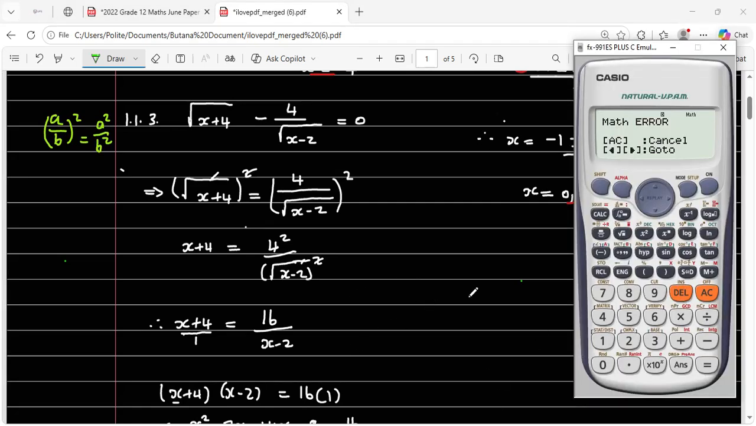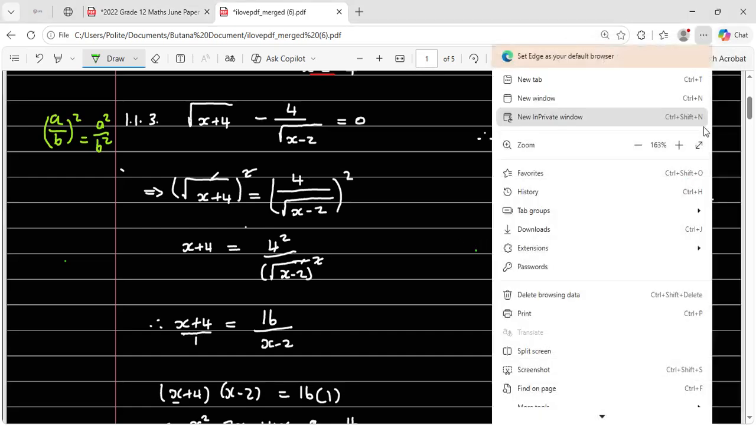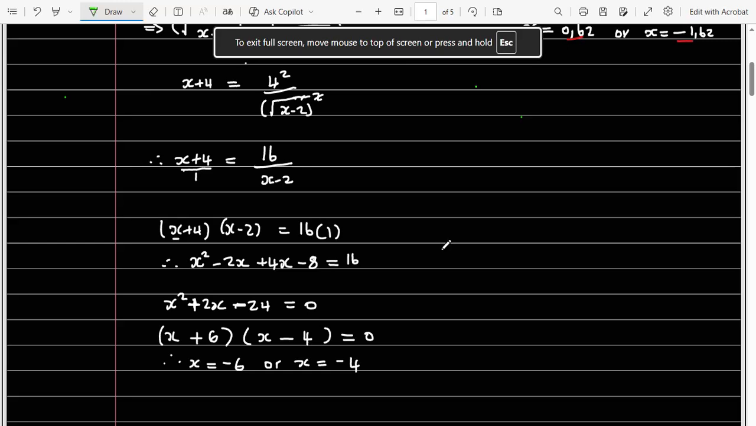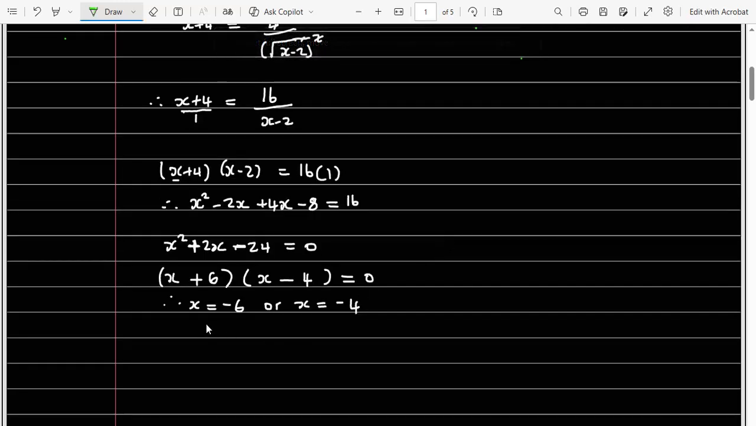Let me try for the other x, which was 4. So where there's minus 6, I put 4 this side, what do we get? So this will be 4 plus 4, and this will be 4 minus 2. And this gives us 0. So left hand side is equal to right hand side. So you can see what is going on here. We need to reject. Therefore, x must not be equal to minus 6. You reject. I hope you guys understand that.